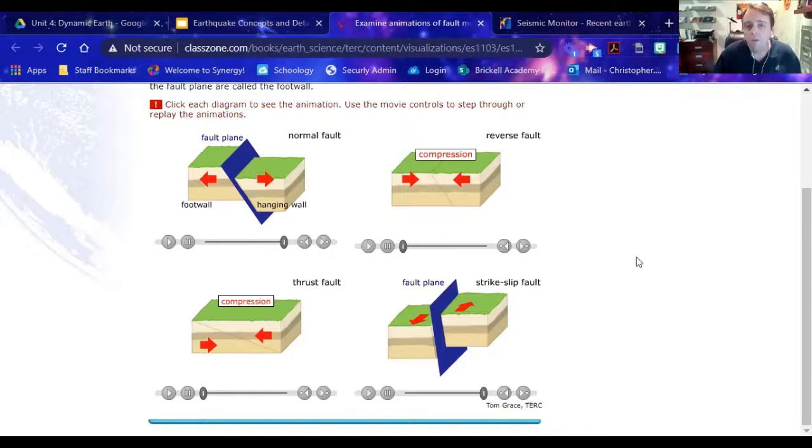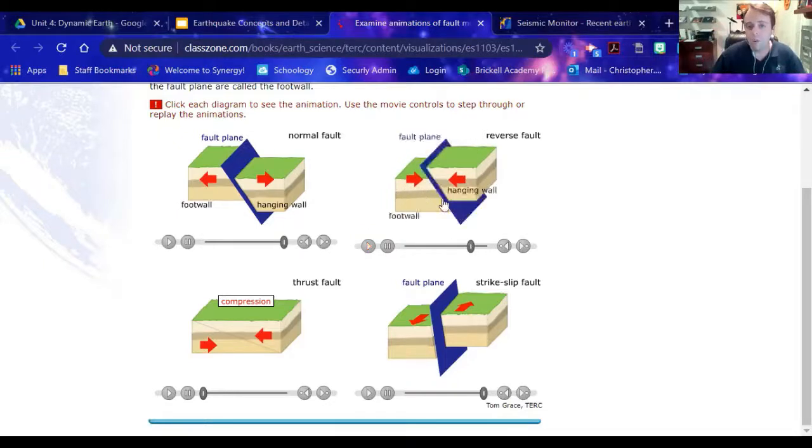Compression stress can cause 2 different types of faults, but we'll just kind of group them together. One is called a reverse fault, the other one's called a thrust fault. Thrust fault is just a really extreme form of a compression type fault, but they both operate the same way. So in a reverse fault or a thrust fault caused by compressional stress, the hanging wall pushes up relative to the footwall. So again, here's your footwall, the hanging wall slides up along this plane.